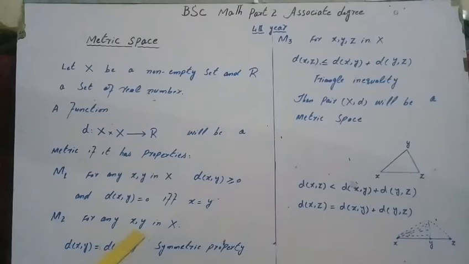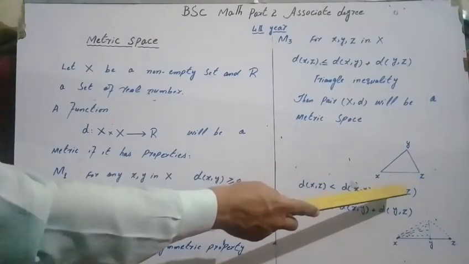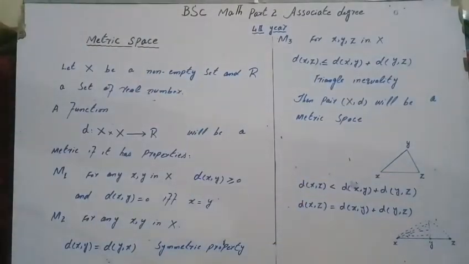M2: for any x, y in X, d of x, y is equal to d of y, x. The distance between x and y is equal to the distance between y and x. It doesn't matter if we change the points: the distance from point x to z will be equal to the distance from z to x. So this is the symmetric property. By changing the points, the distance will be the same.